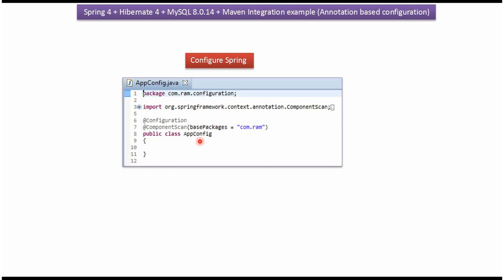Here you can see the AppConfig class, which is a configuration class. The Spring container reads this configuration class, and it does the component scan for this package, and based on the annotation it does the autowiring.